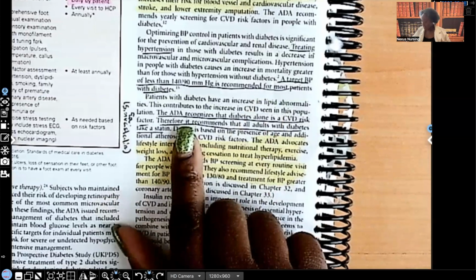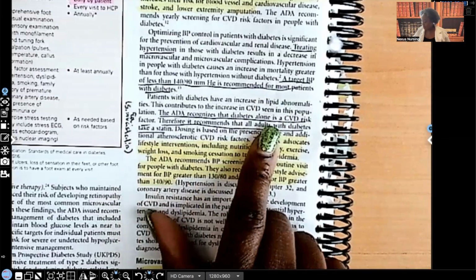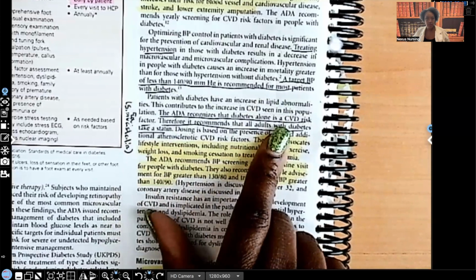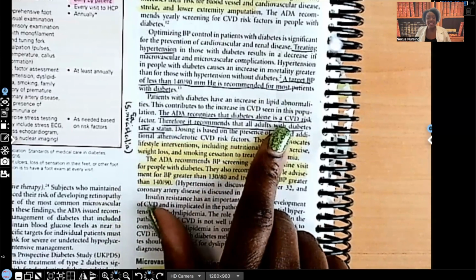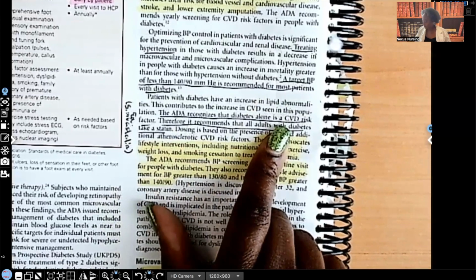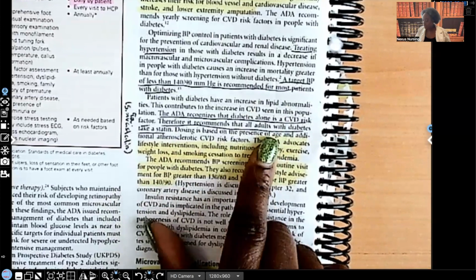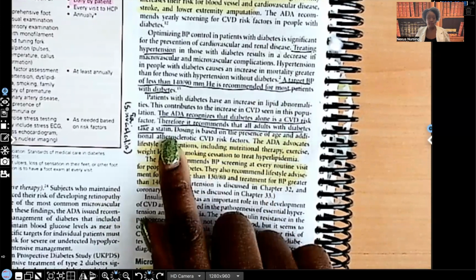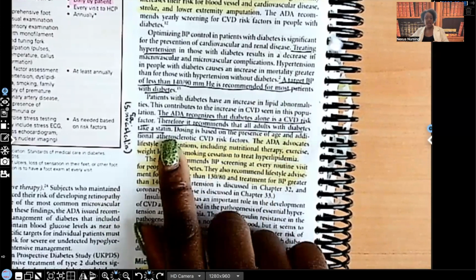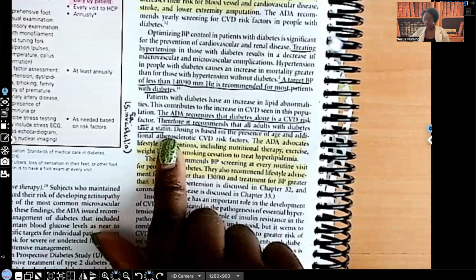The American Diabetic Association recognizes that diabetes by itself is a risk factor for cardiovascular disease. So simply being diabetic, that within itself is a risk factor for heart disease. Therefore, it recommends that all adults with diabetes take a statin. What is a statin? A statin is a drug that lowers cholesterol. The fact that you are diabetic, that makes you a risk factor for heart disease. So automatically it's recommended that you take a statin.